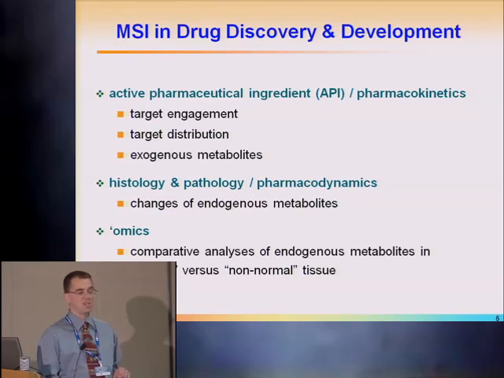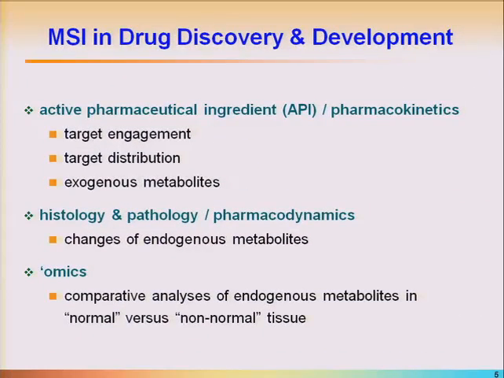Then also to support histology and pathology, basically what is the drug doing to the body? So are there any changes in the endogenous metabolites in the target tissue? And then various forms of omics, the comparative analysis of the endogenous metabolites in normal versus non-normal, which could be diseased or dosed tissue.